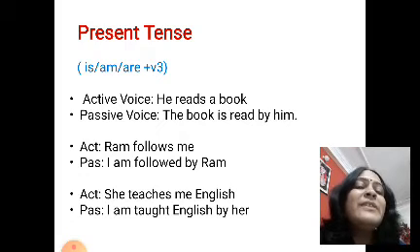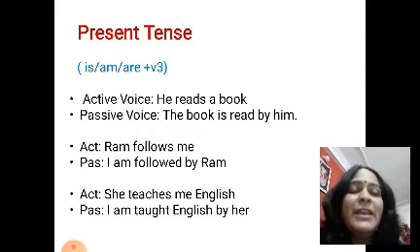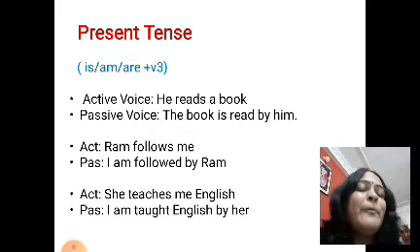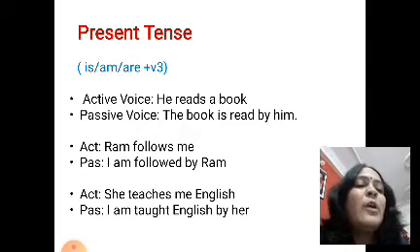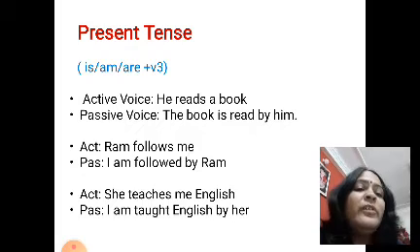Ram follows me, in the second sentence. Me is changed into I. I am followed by Ram. The third form of follow is followed. So we have to check what the verb is over here, and then we have to convert it accordingly.